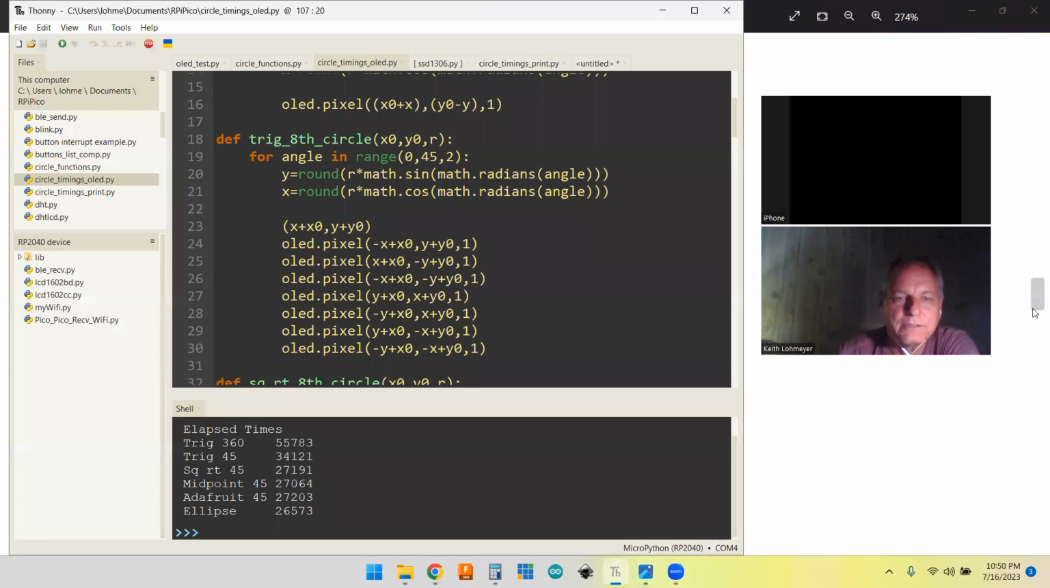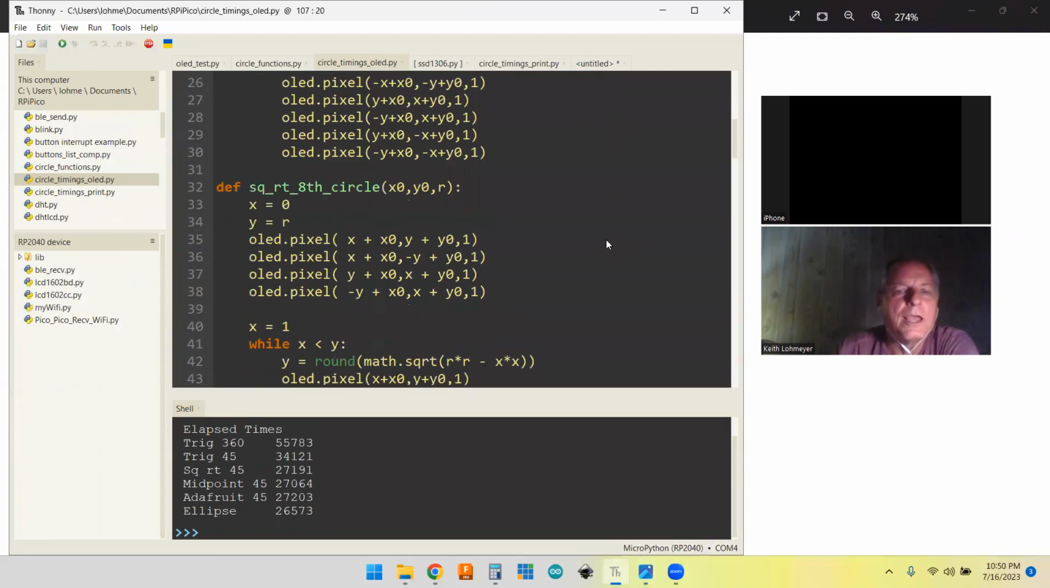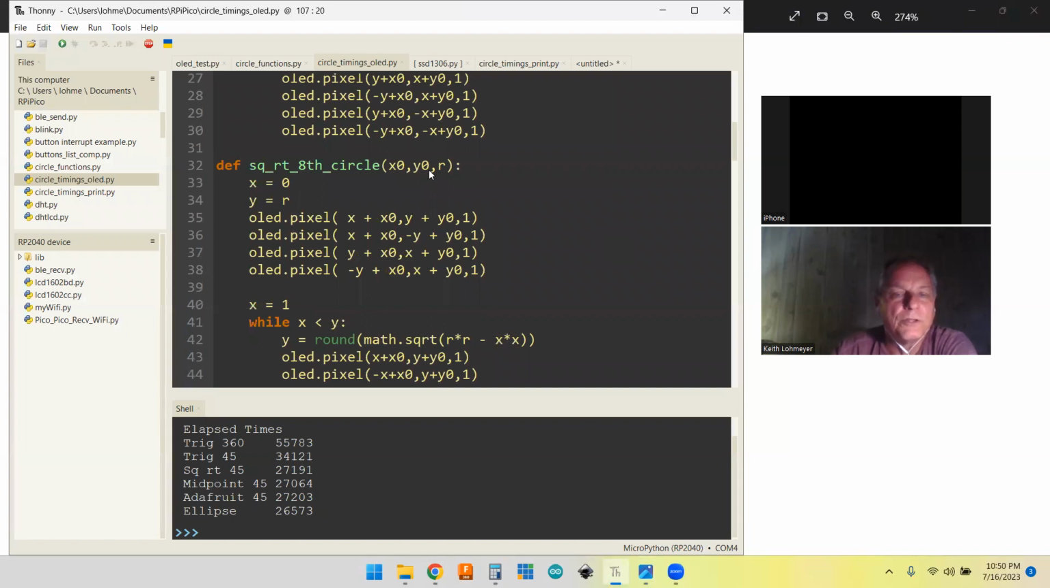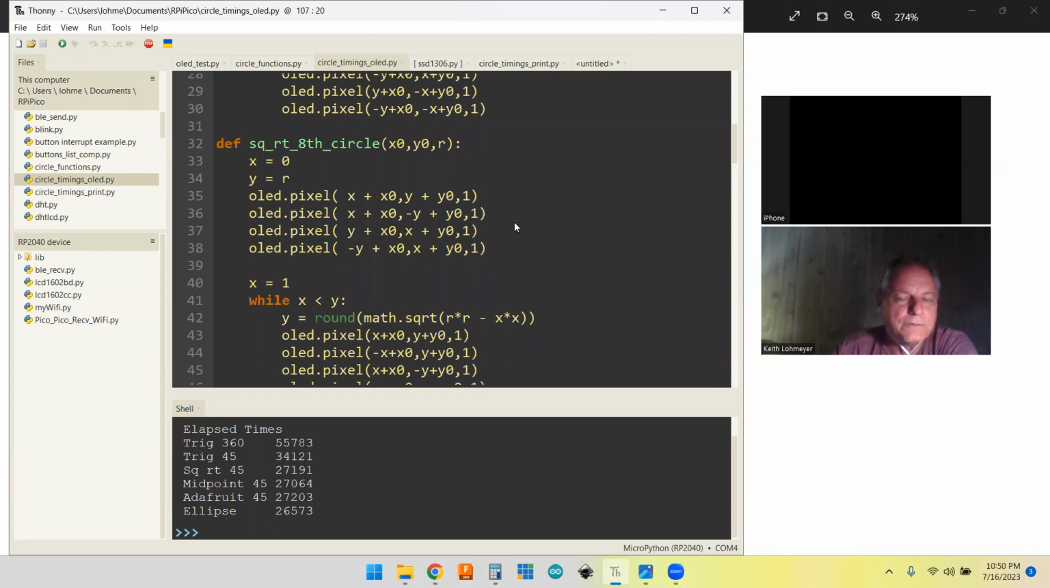So let's go down to our square root, and we have our square root of the eighth of the circle. The thing about this is, because you don't want zeros in your square roots, you put your base circle, so you're taking your radius and subtracting the X and adding the X, and then you're doing the same thing for the Y. So anyhow, you got that.